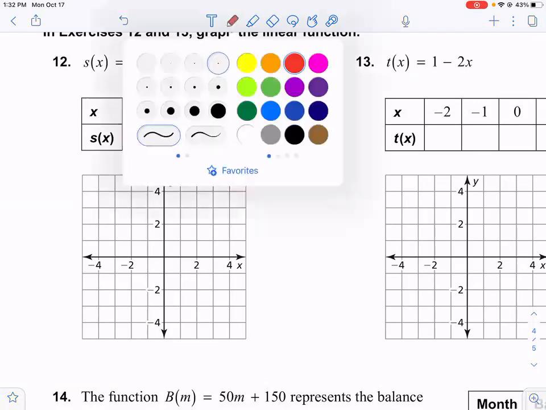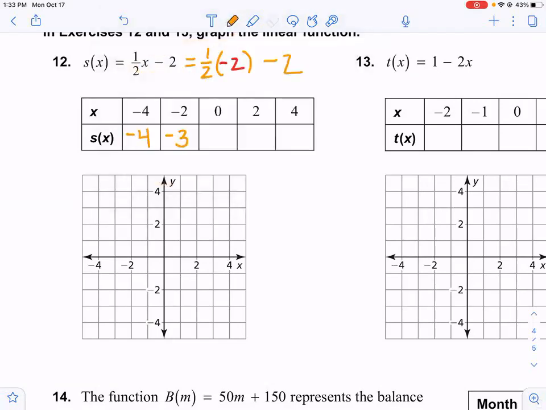Okay, when we plug in 0 for X, what do we get? Yellow table. We get -2. Teal table, S of 2. And the rest of you, S of 4. Okay. So this is what we're gonna do. We go -4, -4 is a coordinate. -2, -3 is a coordinate. 0, -2. 2, -1, and 4, 0.